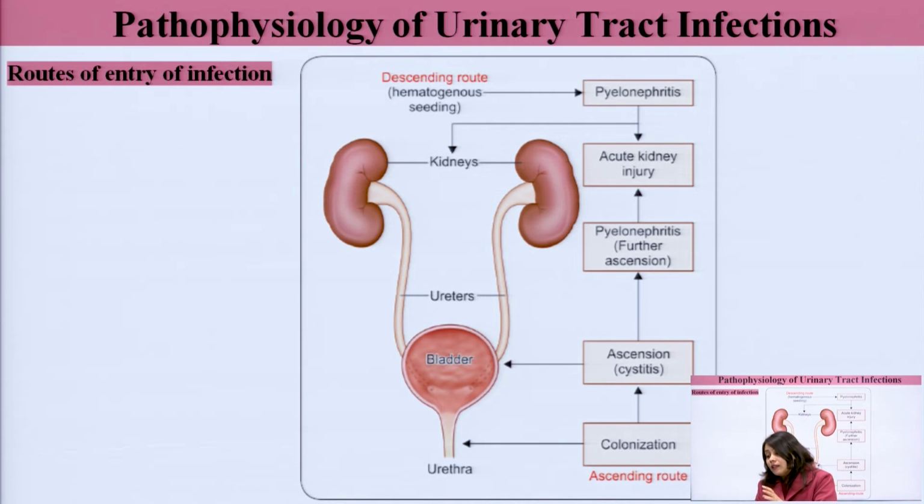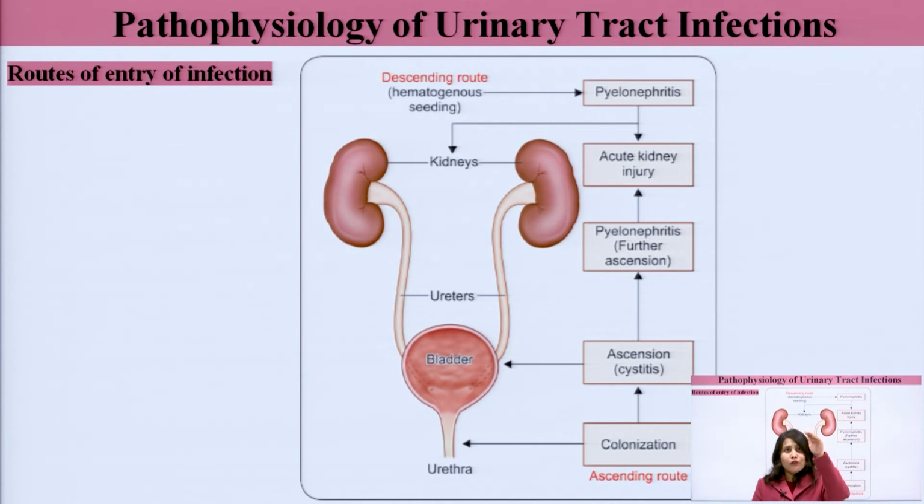There is another, the descending route. The descending route can be, for example, if the microflora in the gut, we talk about the gut flora, there is Escherichia coli which is also residing inside our intestine, right? There are other microorganisms residing in our intestine. So, if they reach from the intestine to the urinary tract, this is the descending route.